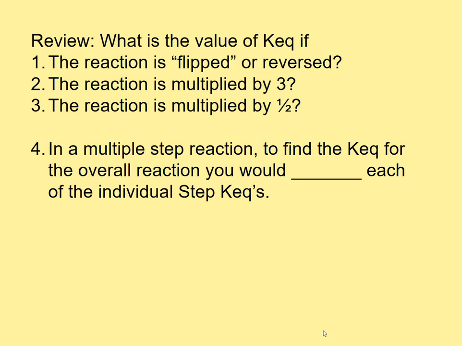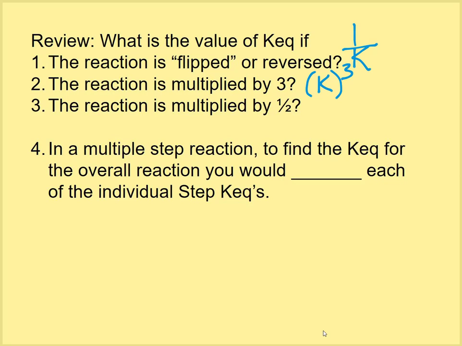So go ahead and stop the video and answer these questions. So a review of our equilibrium constant expressions if we are adding up some elementary steps. The answer to number 1, what happens if the reaction is flipped or reversed? Well, then you would have your K be the inverse. What happens if the reaction is multiplied by 3? Then you would have your K to the third. And what happens if the reaction is multiplied by 1/2? You would have your K to the 1/2, which is the same thing as square rooting it.